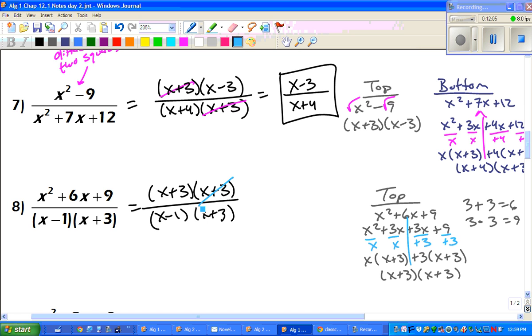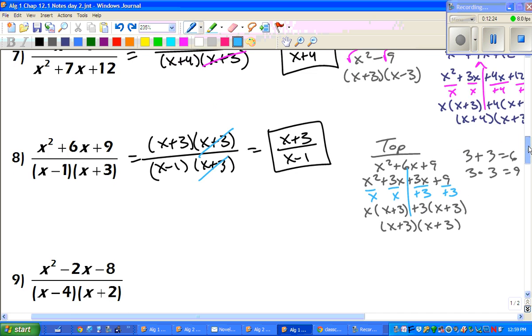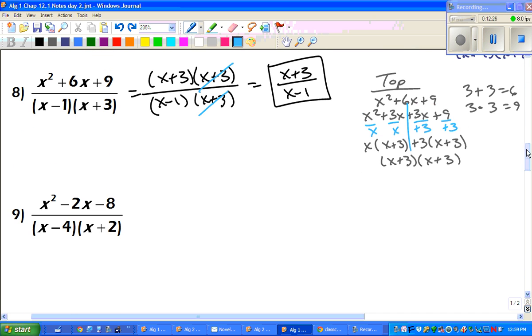Okay, can anything cancel out? Yes, it can. The x plus 3's cancel. And then what we're left with is x plus 3 over x minus 1. Can I cancel those x's out like that? No, because they are not perfectly the same binomials. Okay? Last one, number 9.